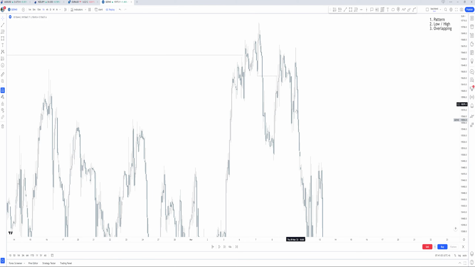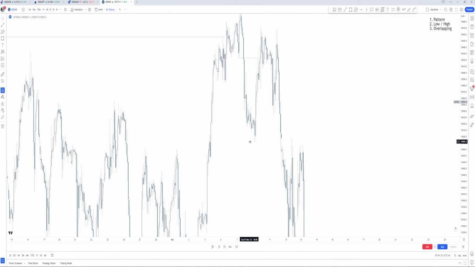Swing failure pattern. It's coming back to this low. This wick is overlapping with a volume imbalance. I would count that as a fair value gap. Of course, do your own testing, see what you prefer. And then after touching this mitigation block, it drops off again. This is your swing failure pattern.